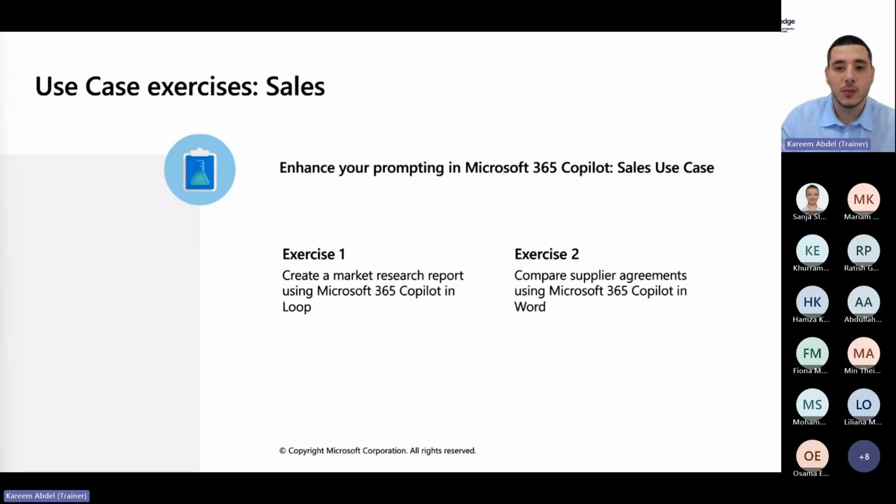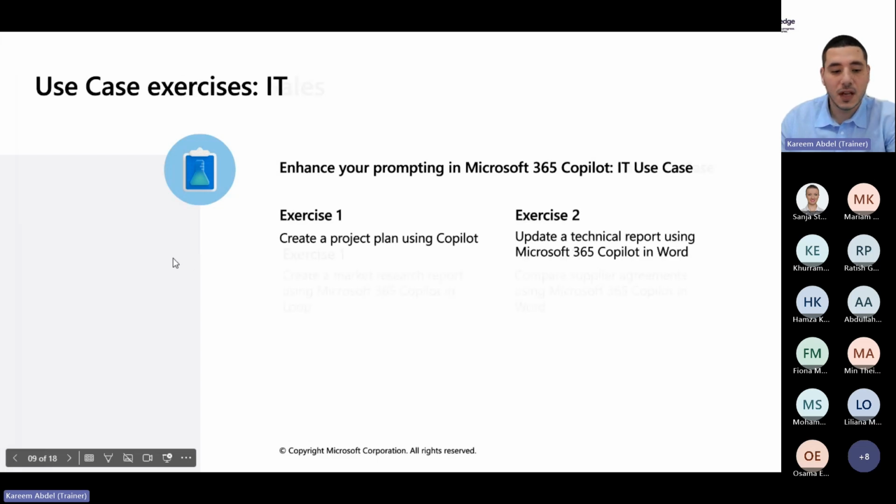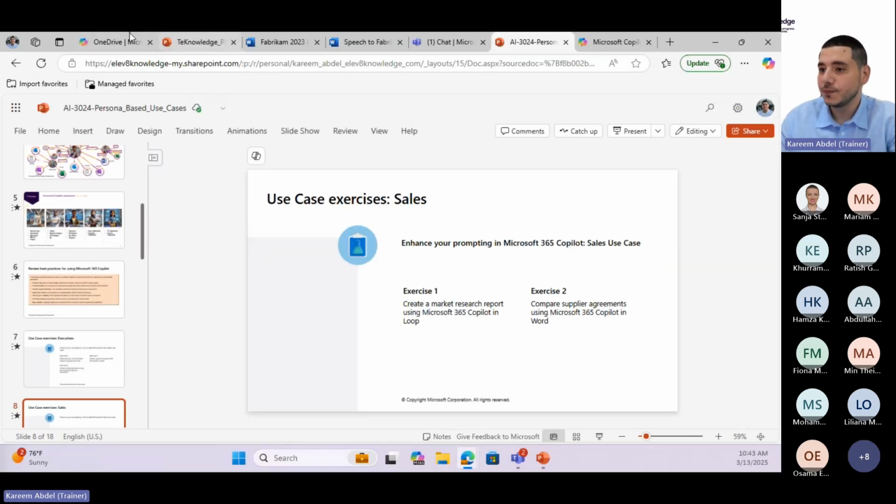So here we've got a product and we would like to make a new market entry into a specific market. And I'd like Copilot to help me generate a report in order to be able to make a decision later on whether we should take that decision or not, or I'd like it to recommend that for me. So for this exercise, I'm going into Loop.